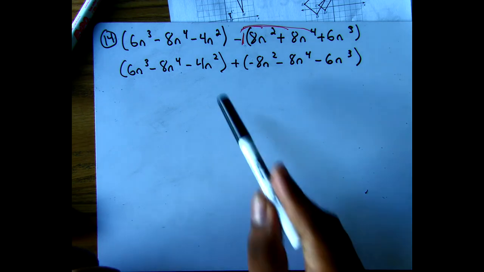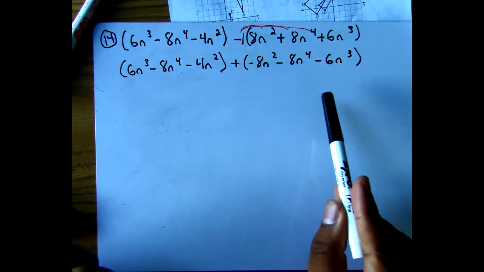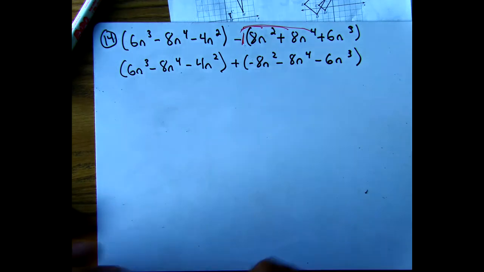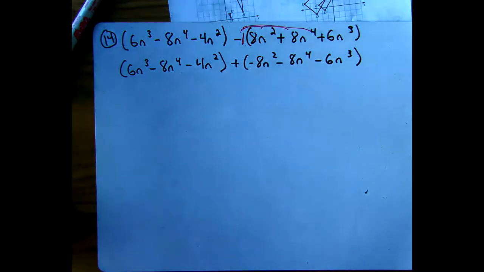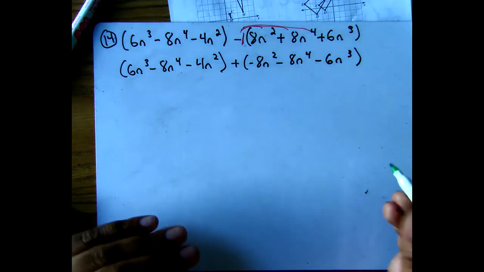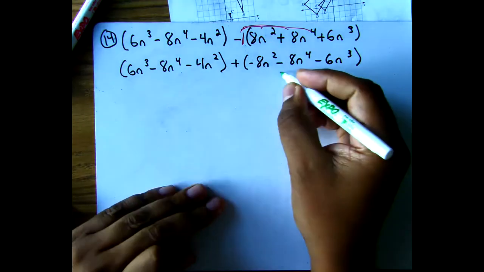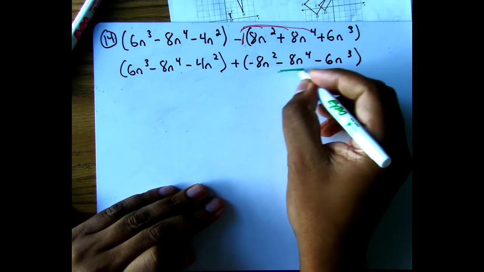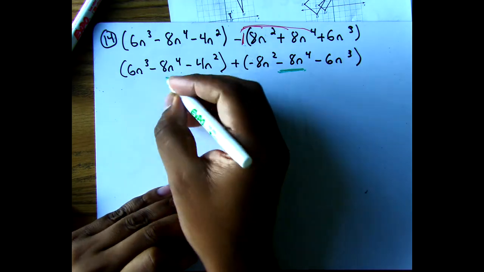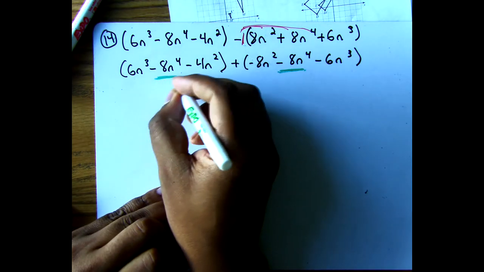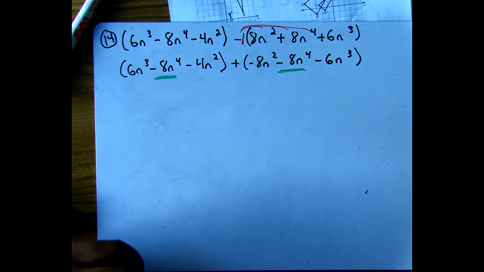Okay, now that that's done, it's just like the previous problem because we have addition. So we're going to do the exact same thing. So I'm going to start off by underlining my highest degree term, which would be my negative 8n to the fourth, and negative 8n to the fourth here.